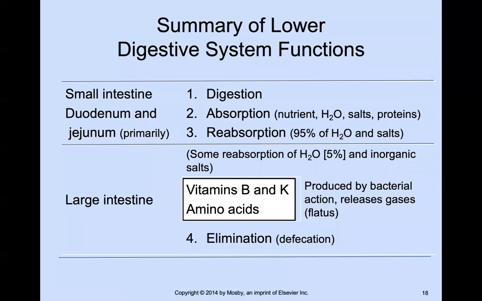Okay, summary of the lower digestive system functions. So in the small intestine, we have digestion, specifically in the duodenum and jejunum. Primarily, we have absorption and reabsorption. And then in the large intestine, we have elimination.